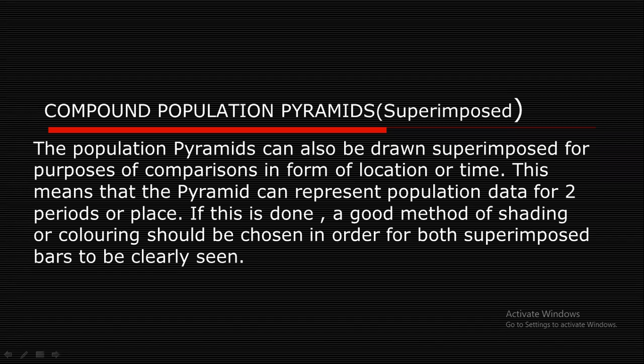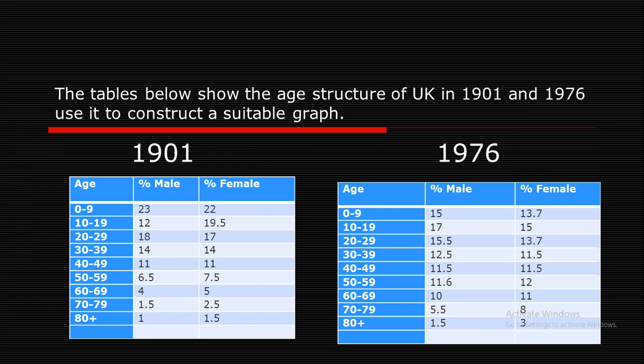Let's now go to the practical part of it. They can give you information like that. The table below shows age structure for UK for 1901 and 1976. They want to have this represented on the two. You are having this year and this year. You are having the same ages, 0 to 9, 0 to 9. But for this year, you see that the male were having 23. But here the male were having 15. The female was 22. Here it is 13. They want this information to be represented on one compound or on one graph.